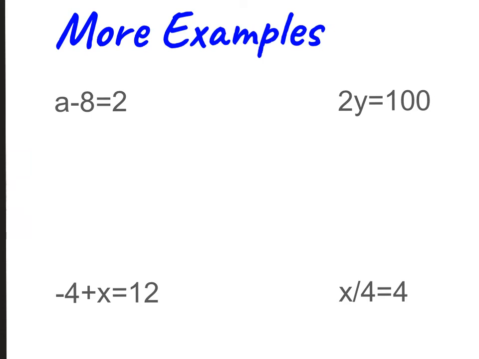All right, so we have a, which is our variable this time. It's the first time we didn't see x, but it's the same deal. We got a minus 8 equals 2. So I have to think to myself, what's the opposite of subtraction? We know that's addition. We're going to add 8 to both sides of that equal sign. So we have a equals 2 plus 8, which is 10. Ta-da!